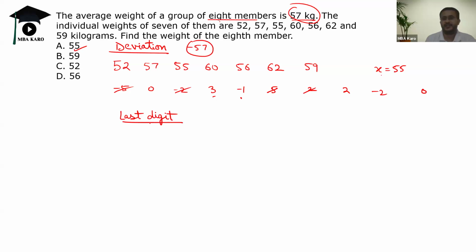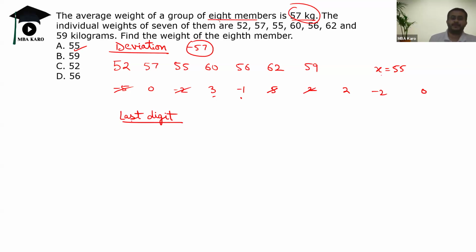Whether it is percentages, ratios, profit loss, anything. If you see the last digit is different and you need to do addition, subtraction, multiplication, anything, that means it's a last digit question. It is not a question of averages. Okay? It's a last digit question.